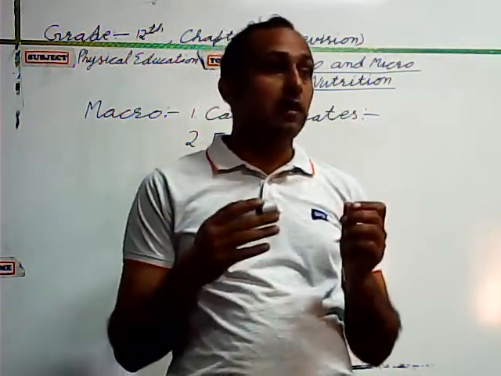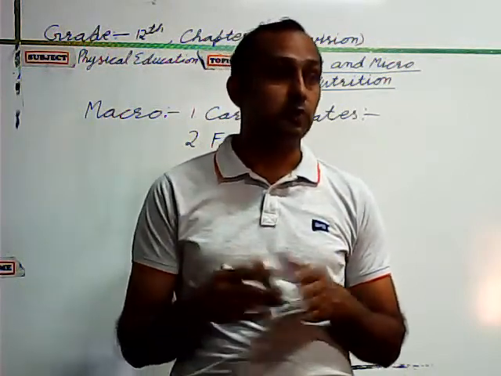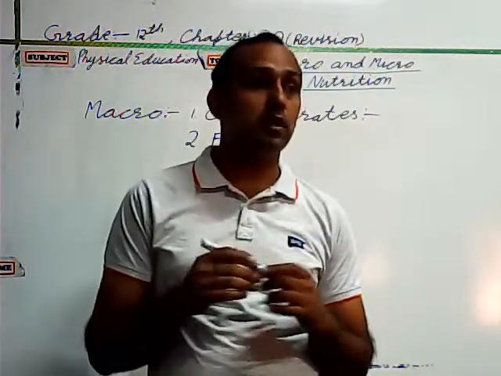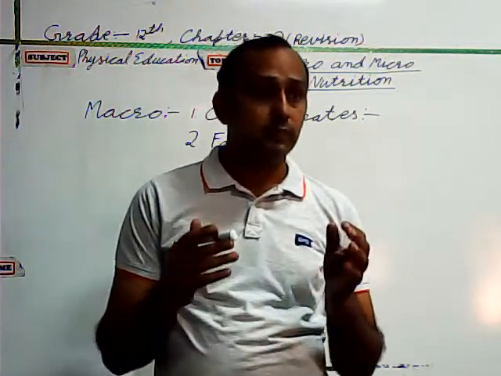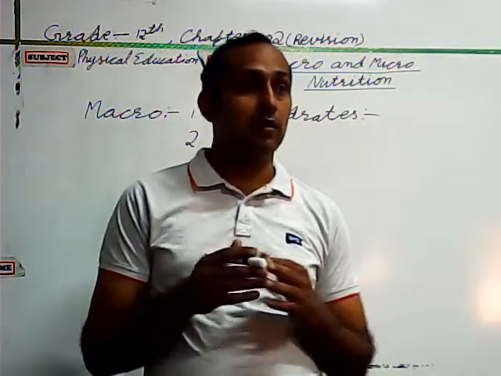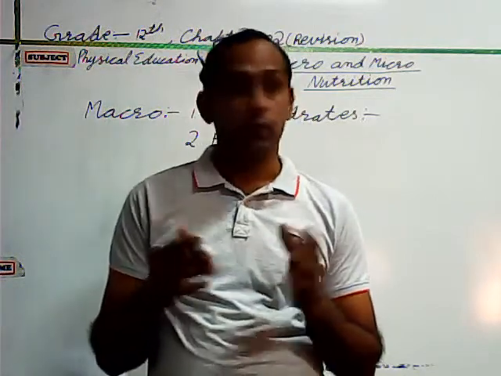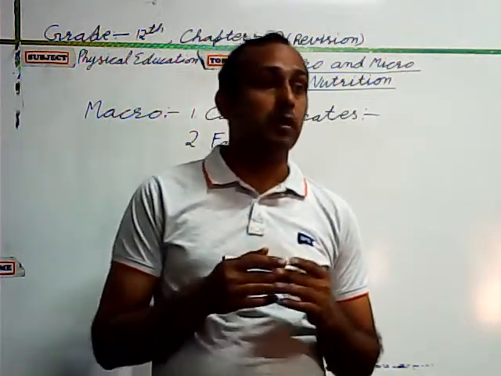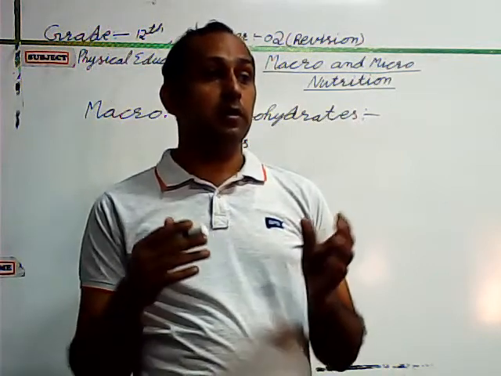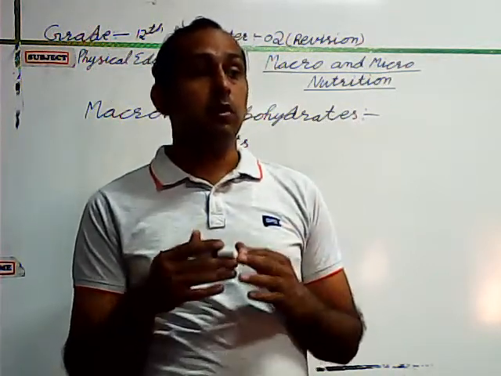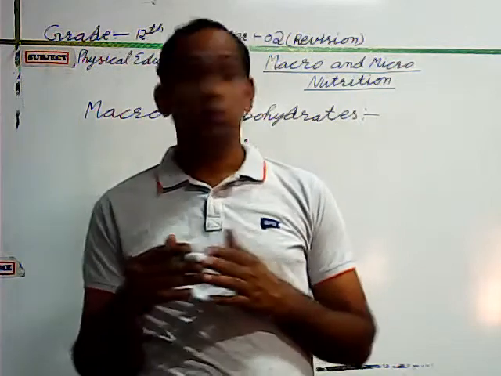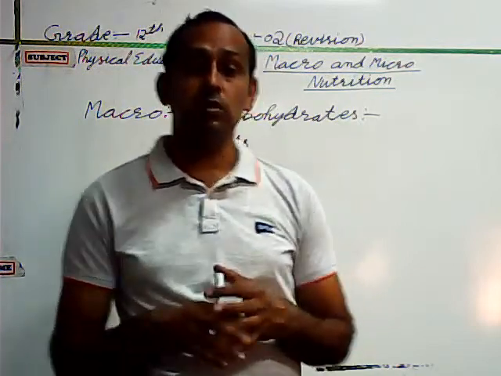Fats are derived from the following two sources. First is the animal sources, second is the vegetable sources. Animal sources consist of meat and dairy products such as milk, butter, cheese, and egg yolk. Vegetable sources consist of various edible oils such as groundnut, mustard, coconut, sunflower and cotton seed. These are all the vegetable sources for fats.